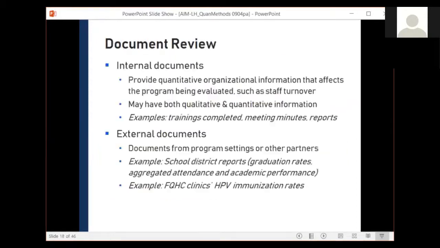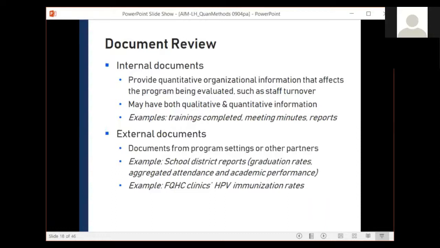Looking now at documents. Documents can have both quantitative and qualitative information, but quantitative examples would include looking at information about our own agencies that affect the program that is being evaluated. One example is staff turnover. Another example is having information on trainings completed for emergency preparedness, or meeting minutes, or other reports.